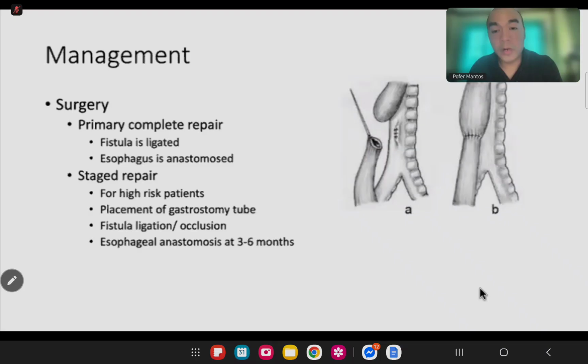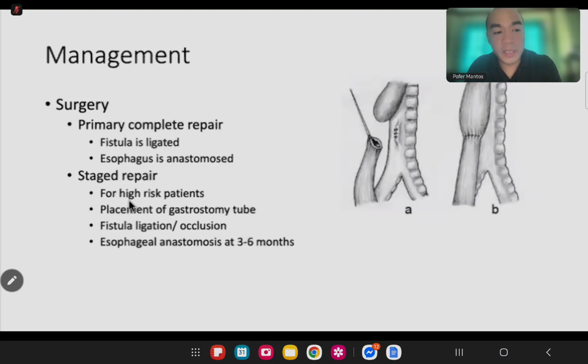So of course, the treatment for this is always surgical. There is what we call primary complete repair and staged repair. For primary complete repair, the fistula is ligated and the esophagus is anastomosed.